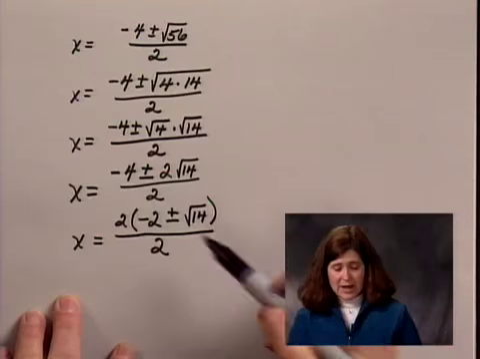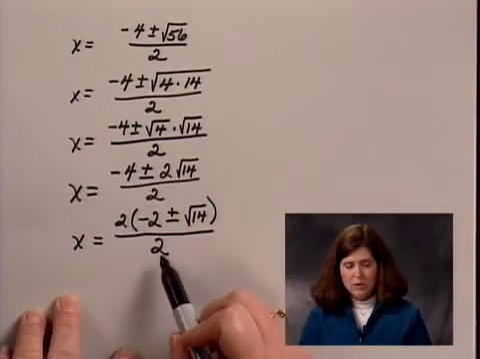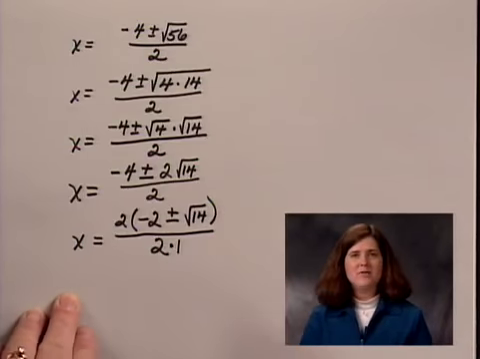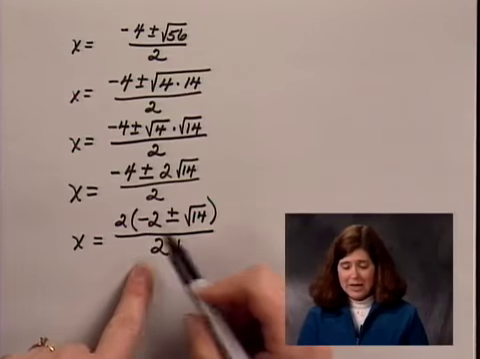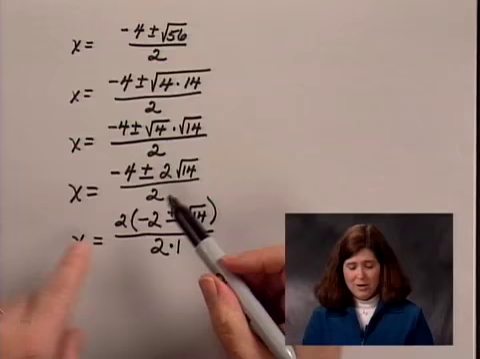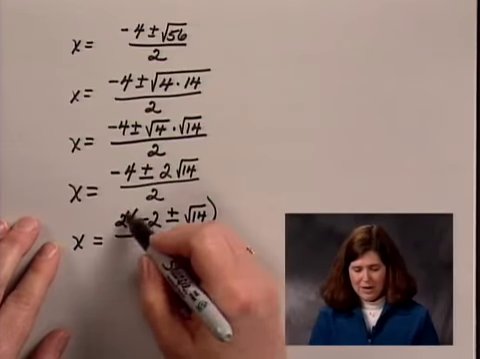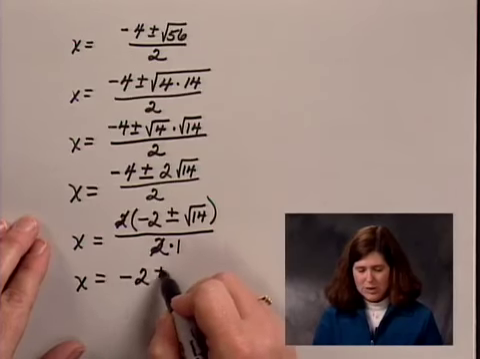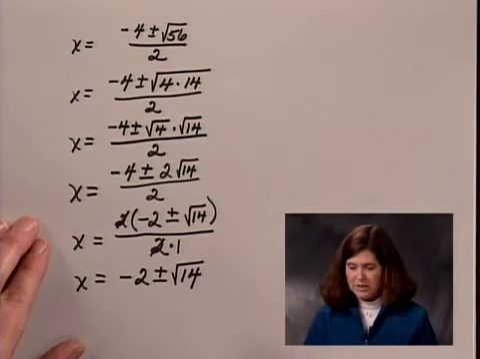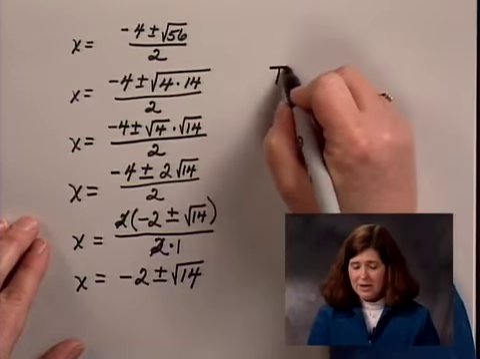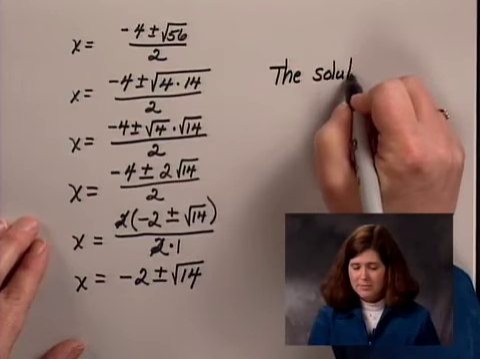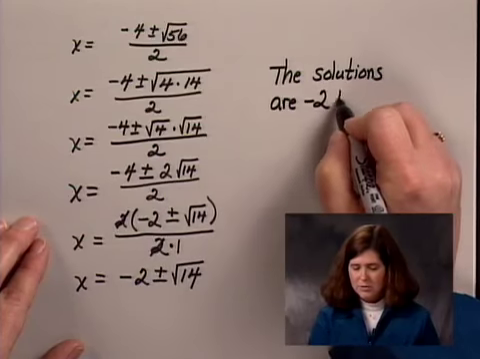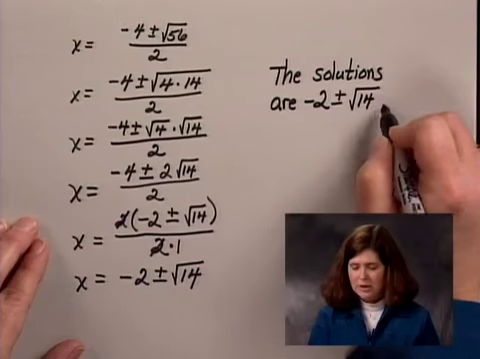Now what that does for me is I have now 2 over 2. 2 is a factor in the numerator, and you can think of this as 2 times 1 if you need to. It's a factor in the denominator. So I can cancel the 2's, factor out a 2 over 2, which is 1, either way you want to think of it. And I'm left with x equals negative 2 plus or minus the square root of 14. And so I can say then that the solutions are negative 2 plus or minus the square root of 14.